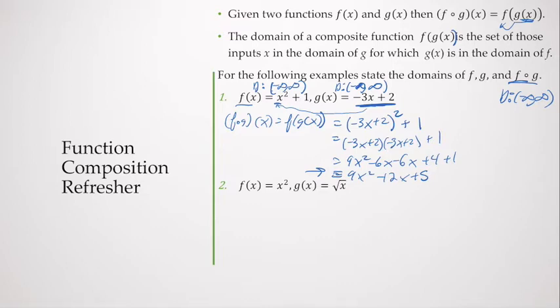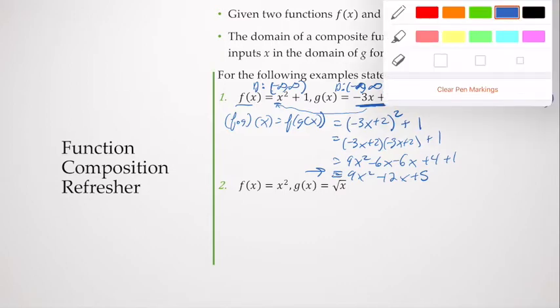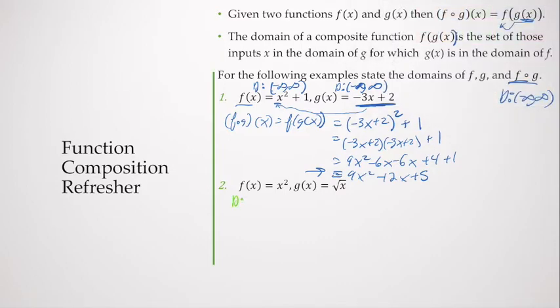So for example 2 here, I have that f of x equals x squared and g of x equals the square root of x. The domain of x squared, as we've talked about, it's a quadratic. Let me switch colors. Its domain goes from negative infinity to positive infinity. But what about the domain of g of x? G of x is the square root of x.